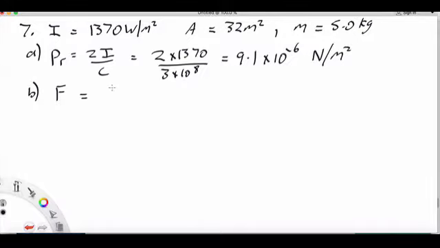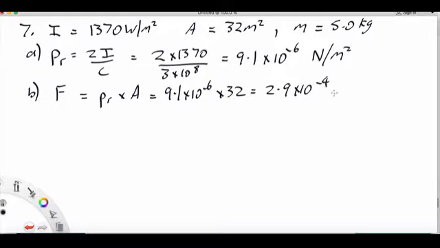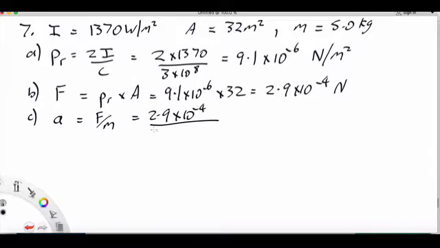So once we know that, force is just pressure times the area. And so that is 9.1 by 10 to the minus 6 times 32 gives us 2.9 by 10 to the minus 4 newtons. And then the acceleration is going to be force divided by the mass from Newton's second law, 2.9 by 10 to the minus 4 newtons over 5 kilos, 5.8 by 10 to the minus 5 meters per second squared.